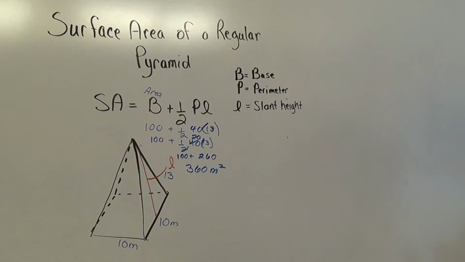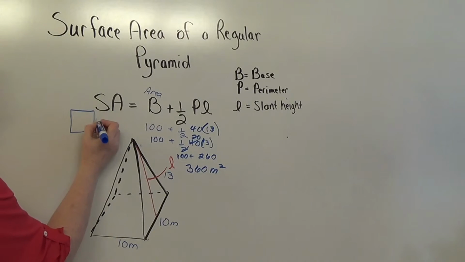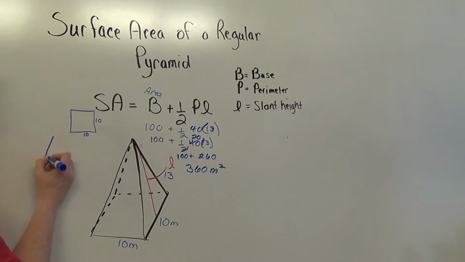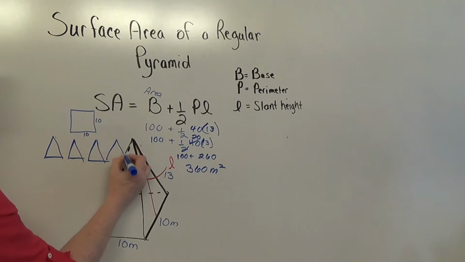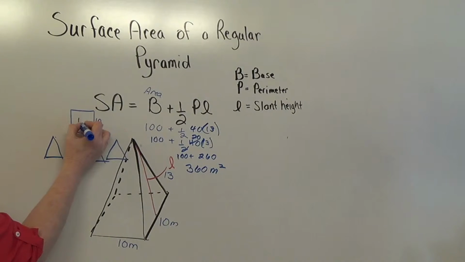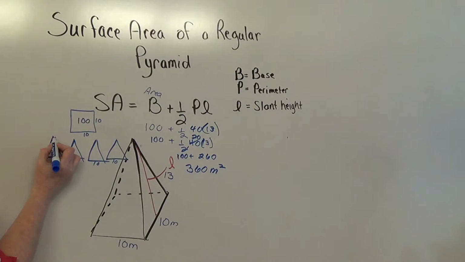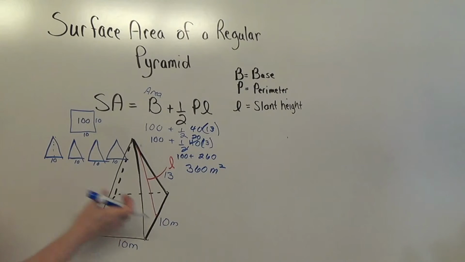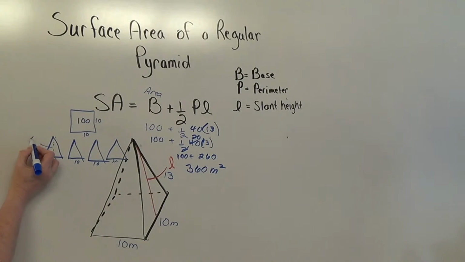Now there's another way that you could look at this too. You could take this apart and you could say you have a square base and you have 4 triangles. 1, 2, 3, 4. And they're all the same size. Well, we know that the area of the square base was 100. And we know that our triangles each have bases that are 10. And if we pull this triangle off and break up our pyramid into these 5 pieces, the slant height is actually the height of the triangle, and that would be 13.